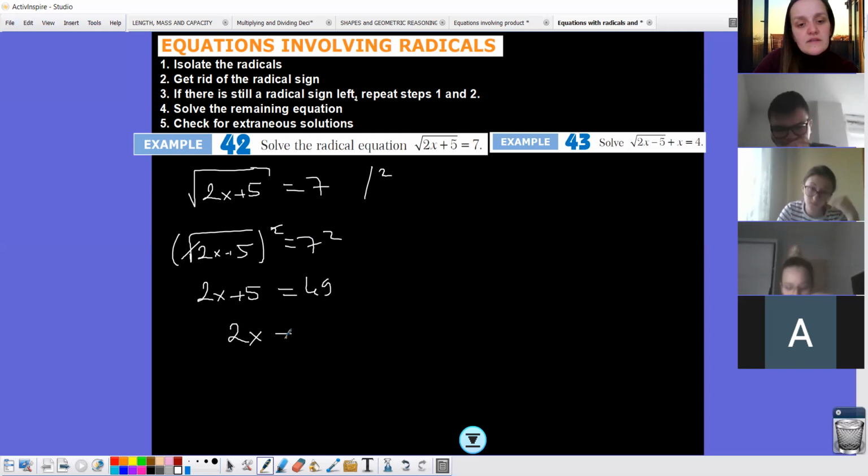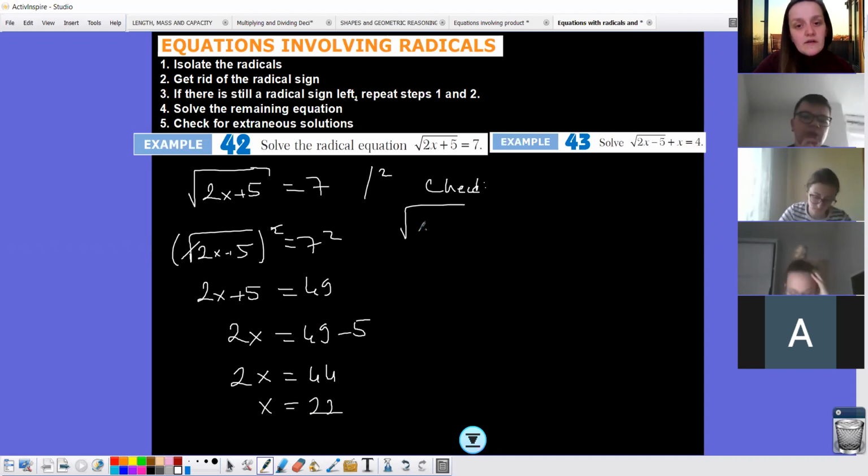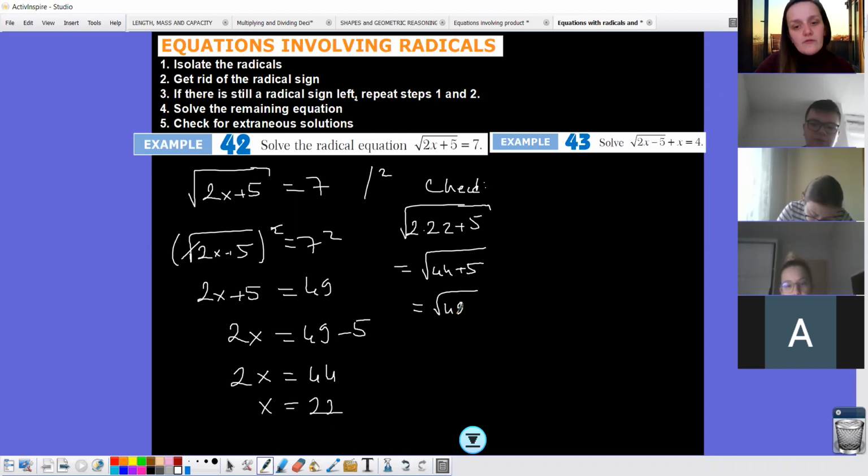Then 2x will be 49 minus 5, 44, and then x will be 22. Then I will check if it is correct. 2 times 22 plus 5, which is 44 plus 5, we have 49, and the root of 49 is 7.